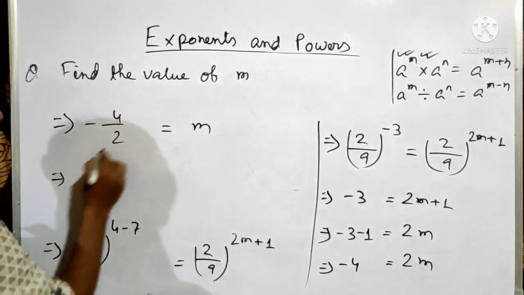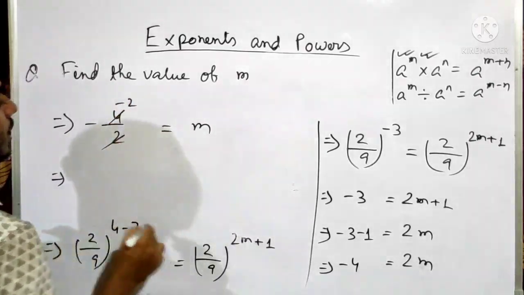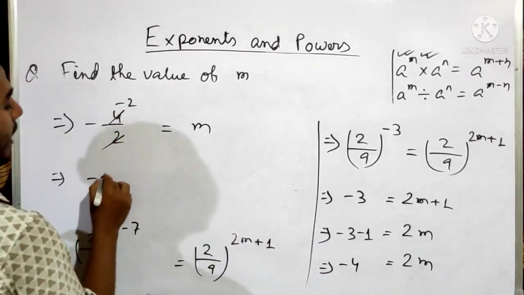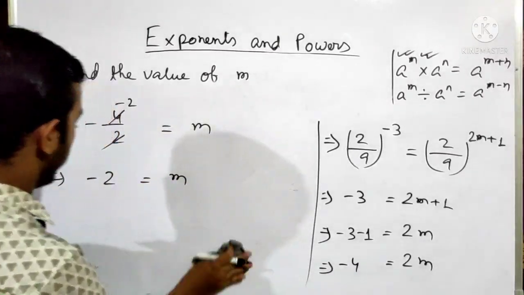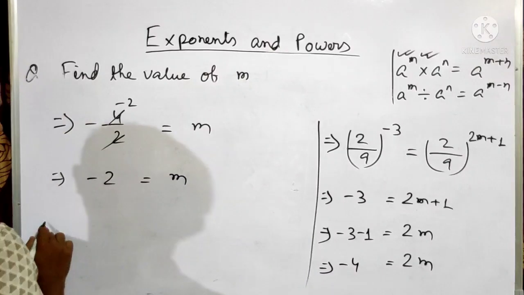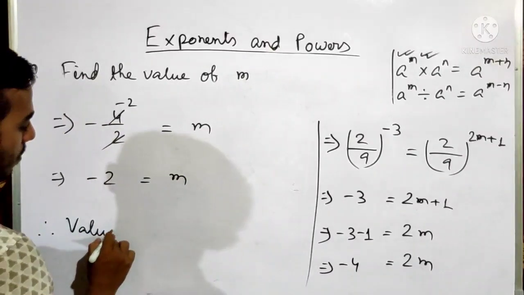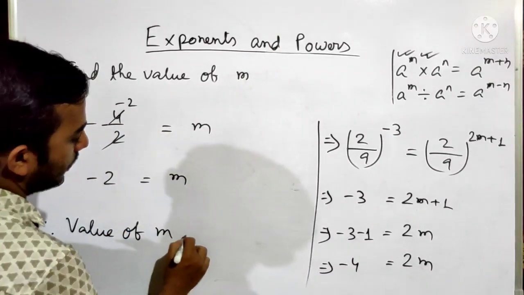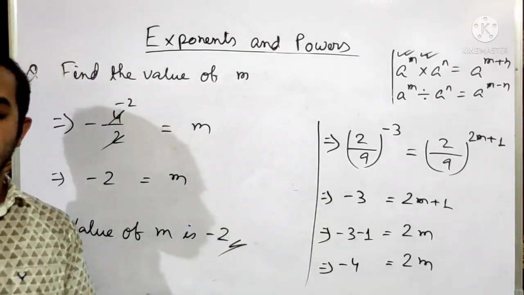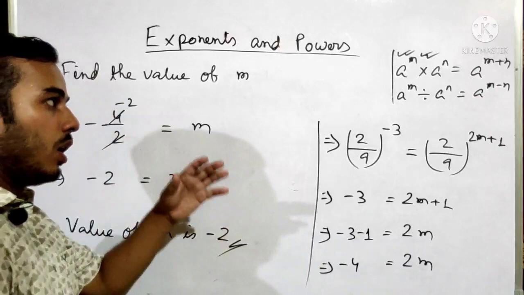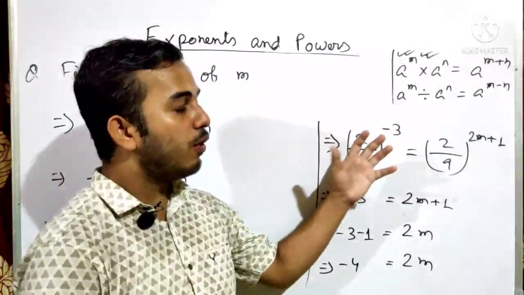Okay, so it is 2 minus 2. So this one will be minus 2 equals m. Now value of m is what? Value of m is minus 2. So therefore value of m is minus 2. Clear? Value of m is minus 2. Now we have solved, that is we have found out the value of m, isn't it?